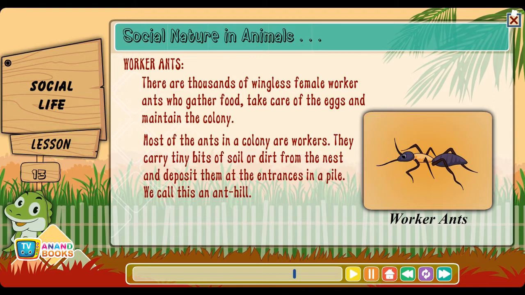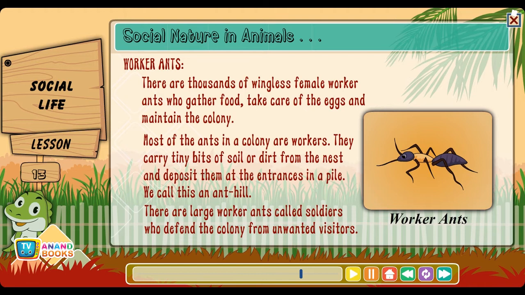They carry tiny bits of soil or dirt from the nest and deposit them at the entrances in a pile. We call this an anthill. There are larger worker ants called soldiers who defend the colony from unwanted visitors.